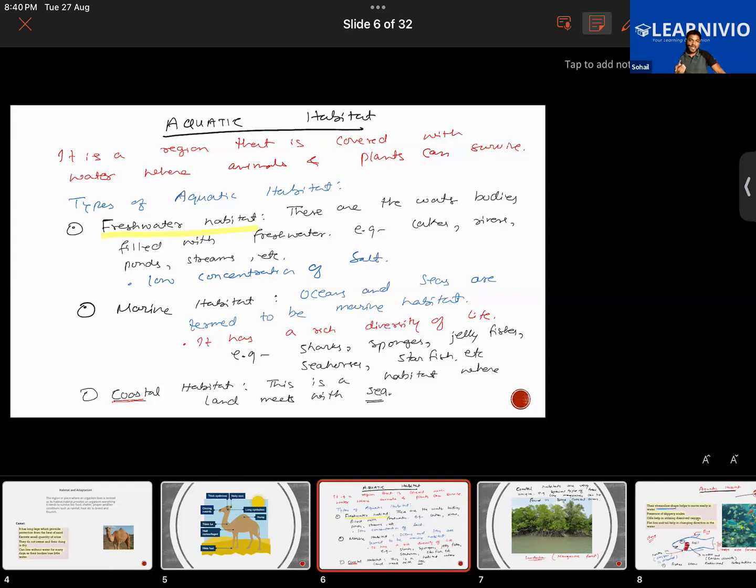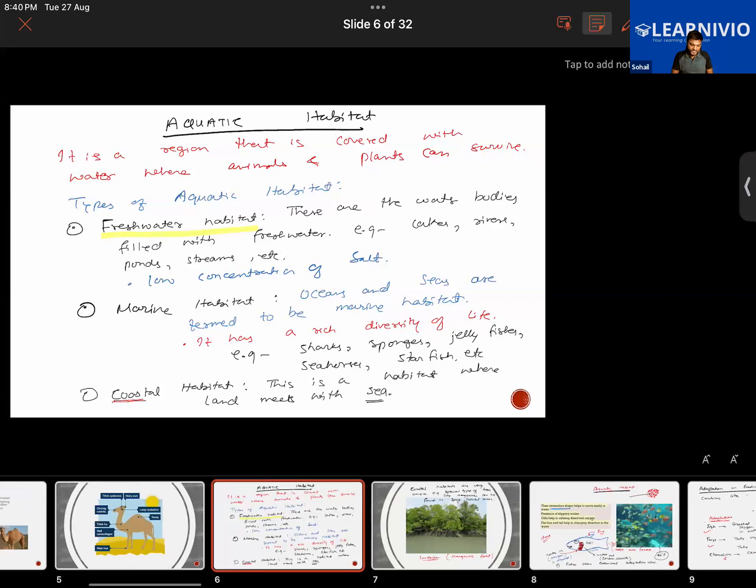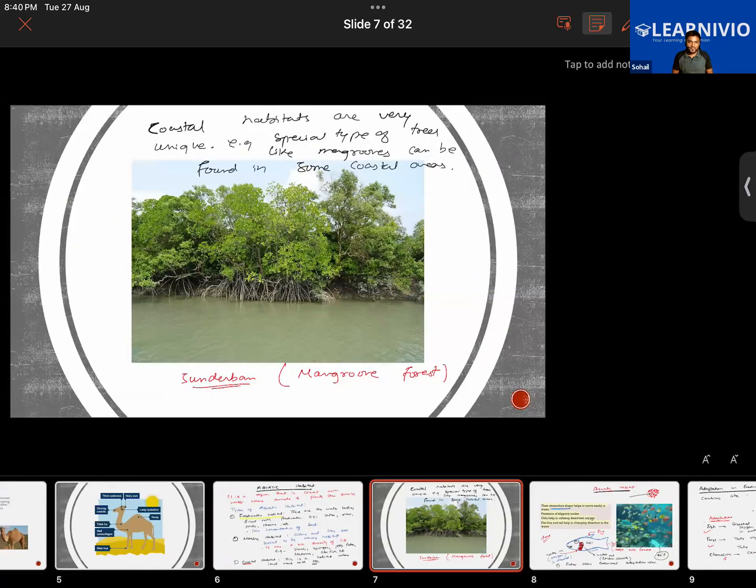Talking about the aquatic habitat, an aquatic habitat refers to an area covered with water where animals and plants can survive. We have freshwater, marine habitat, and coastal habitat. For example, this is a coastal habitat where we see land and water body meeting. The meeting place of a land and a water body is called a coastal area. What kind of organisms, animals and plants would be found there?